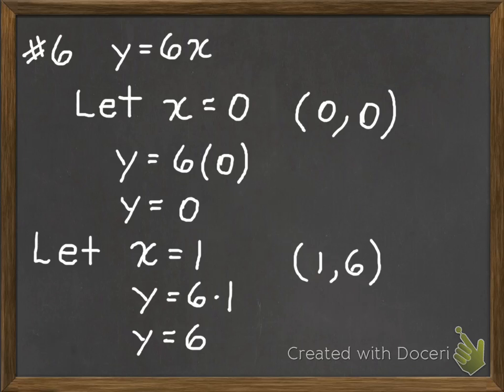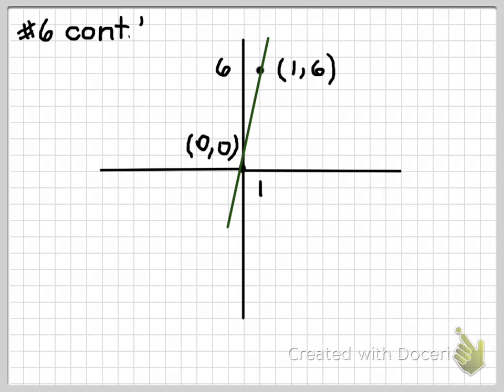So instead, we choose another coordinate. Say we could choose x equals 1. Let x equal 1. Substitute the x with 1, and we get 6 times 1 is 6, and we have our y equal to 6. So our second point is (1, 6). So plotting our 2 points, (0, 0) at the origin where the x and y axes cross, and (1, 6). Connect the dots and you have your straight line.